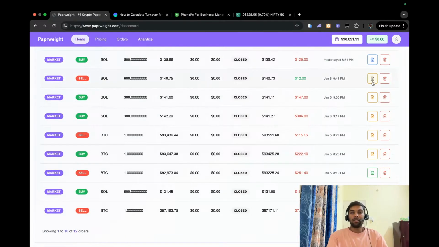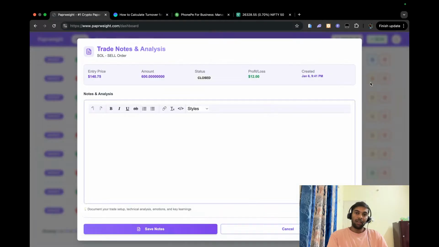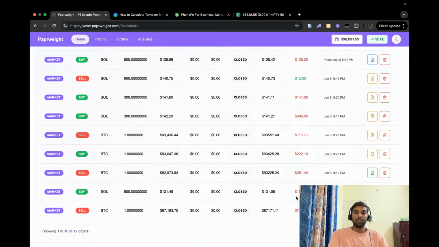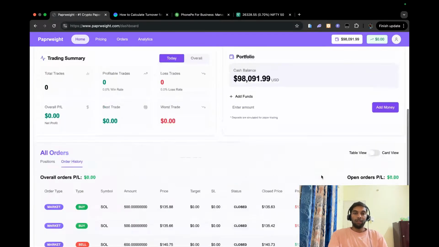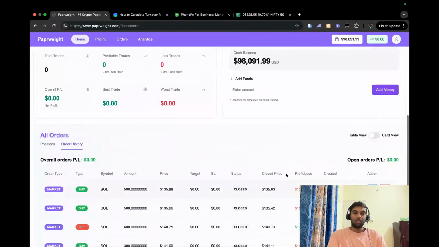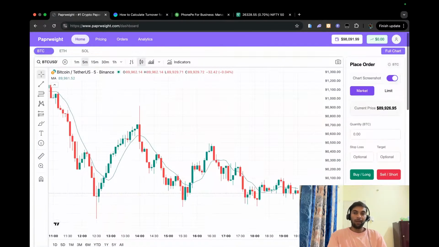The one with the orange icon doesn't have any notes at all. The ones with green icons have notes but don't have a screenshot. So this is how you can filter your trades; later on I will add some filters also. That's a nice suggestion that just came to my mind.